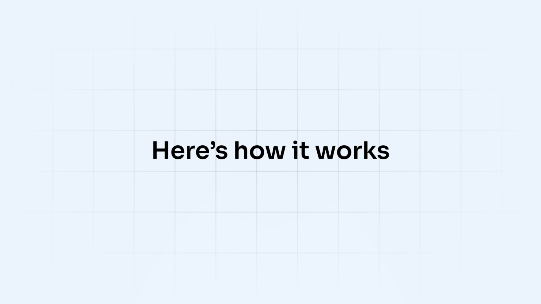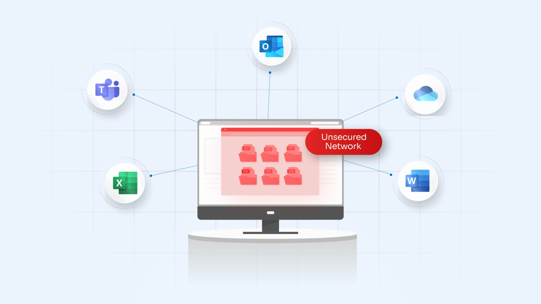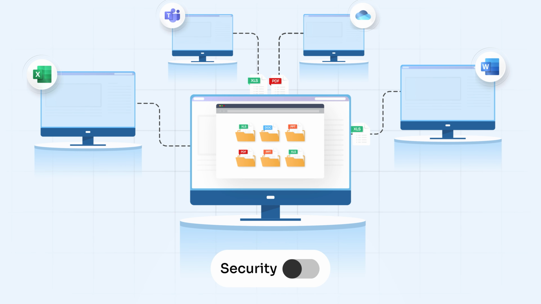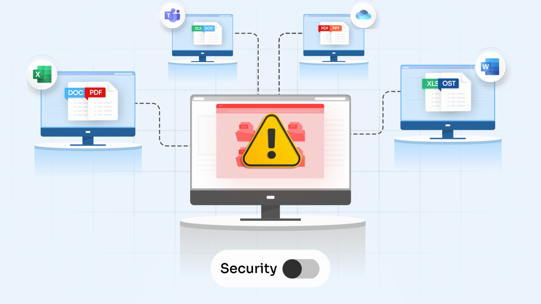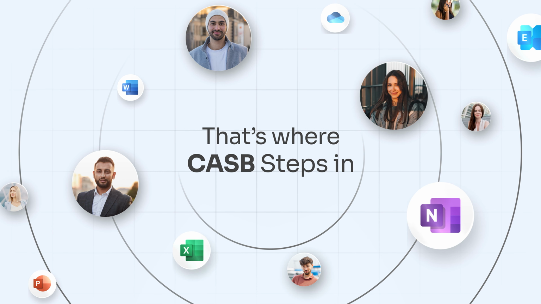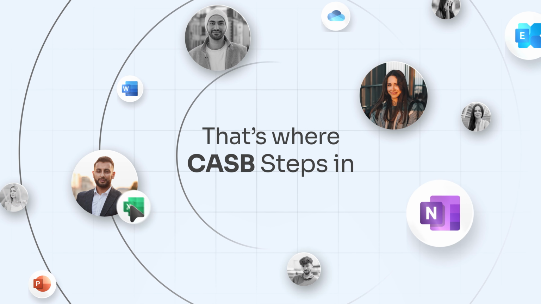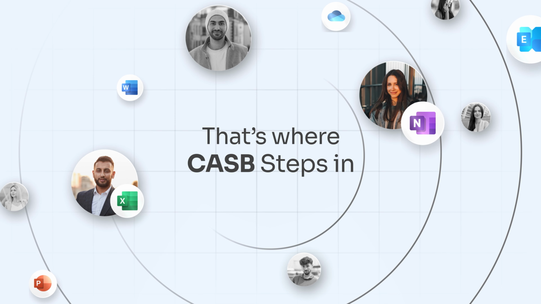Here's how it works. Imagine an employee accessing Microsoft Teams or OneDrive from a personal device or an unsecured network. Without the right security, they could download or share confidential data, putting your business at risk. That's where CASB steps in. It ensures that only approved users and trusted devices can access your sensitive information, keeping it secure inside your organization.